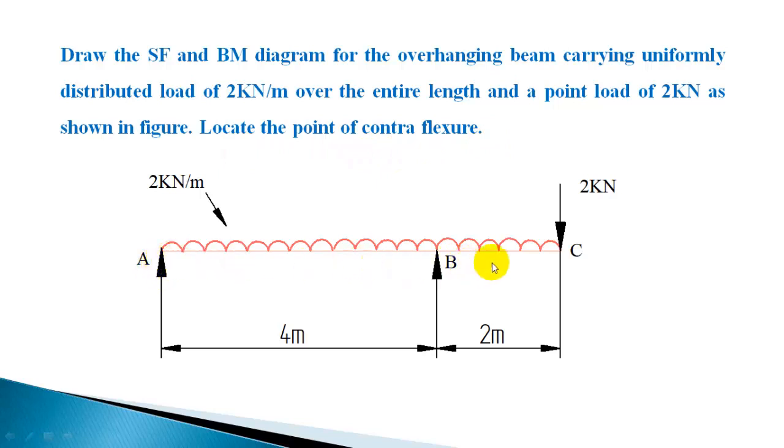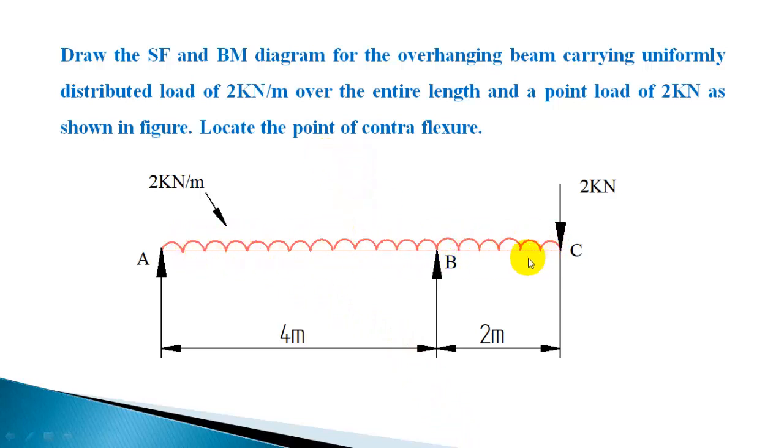So the beam is overall 6 meter length and it is supported at A and B, and it's subjected to a point load at C and a uniformly distributed load of intensity 2 kN per meter. So first step, let us find out the support reactions. To find out the support reaction, you have to treat this as a point load. You can find out the resultant load due to this.